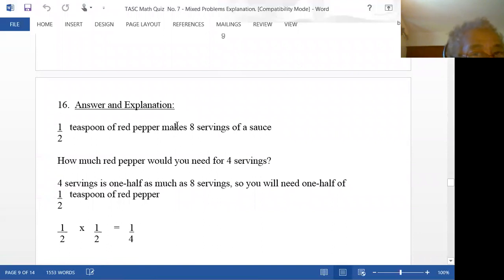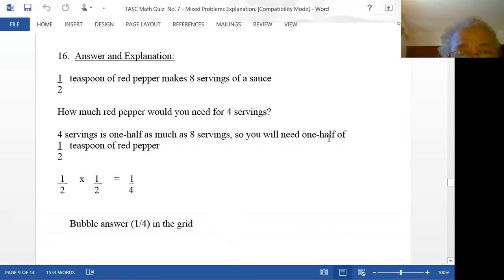The next problem, which is also a grid problem: somebody's making dinner, and they use some red pepper. They know a half teaspoon of the pepper is needed for a sauce, and they know that 8 servings of the sauce requires a half teaspoon. Your question is, how much red pepper would you need for 4 servings?